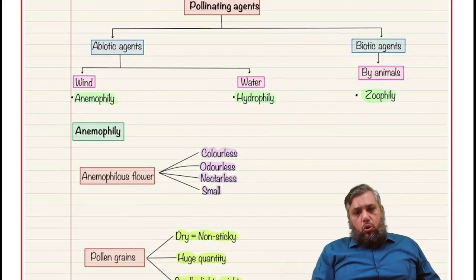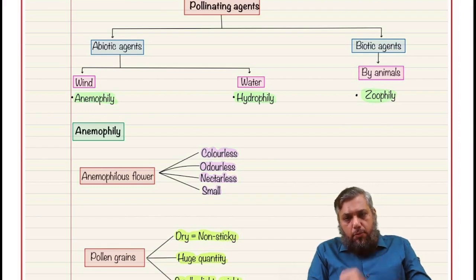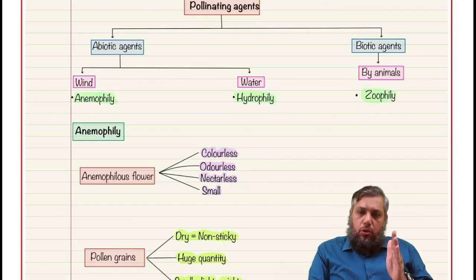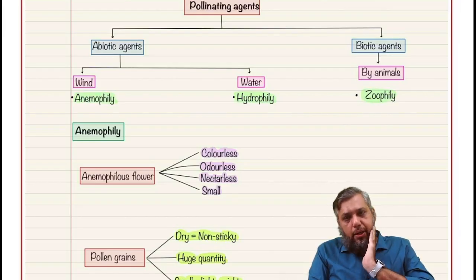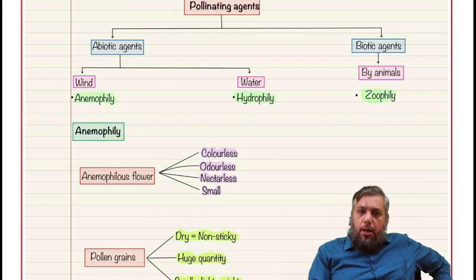And when pollination involves more than one flower, you always require some agents or agencies which will help in this mechanism of pollination. And these agents, if they are non-living, they are called abiotic. The living agents are called biotic. The abiotic agents include wind and water. The biotic agents can be different animals.